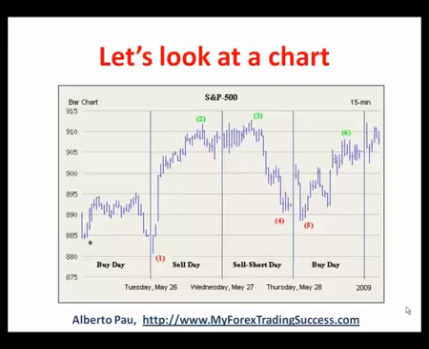Let's look at a chart so you can get a hands-on feeling for what we are referring to. We have here the S&P 500 as an example, but this strategy works on any asset and works extremely well on Forex. I've just chosen this chart because it really is an ideal example of buy days, sell days, and SS days. Let's get started.